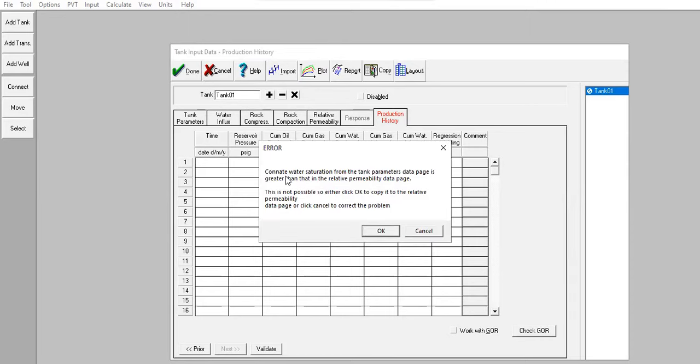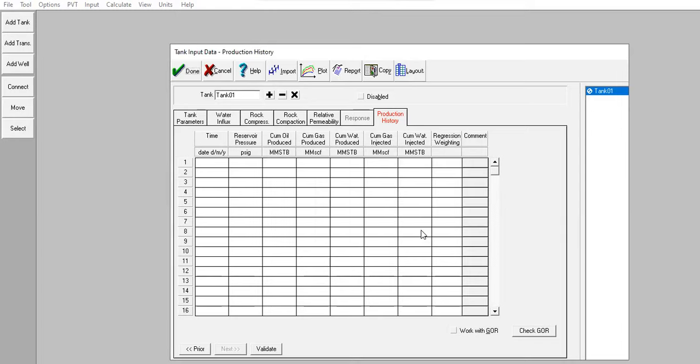Okay, error: connate water saturation from the tank parameter data page, this one, is greater than that in the relative permeability data page. This is not possible, so either click OK to copy it to the relative permeability data page, or click cancel to correct the problem. So I will correct the problem.